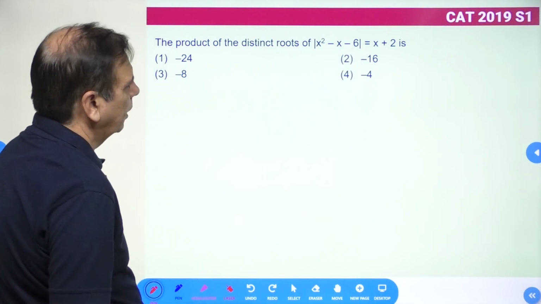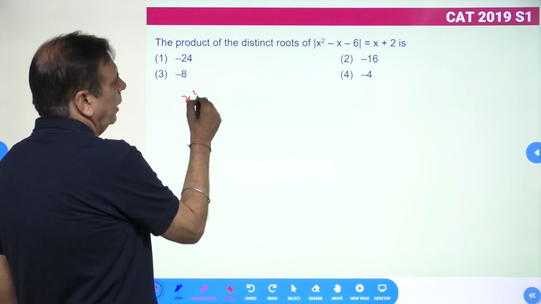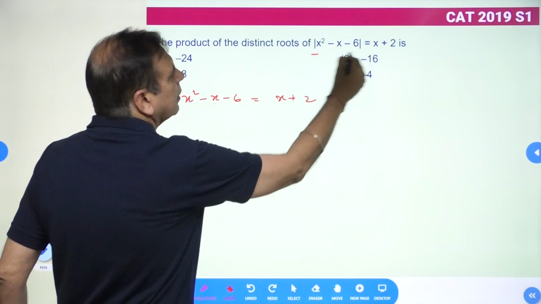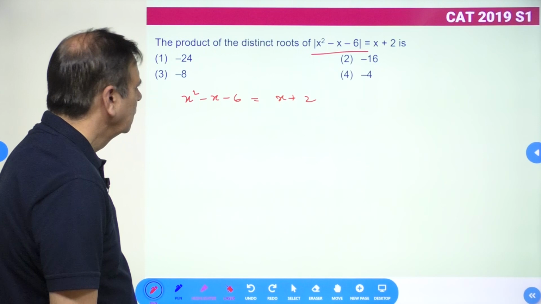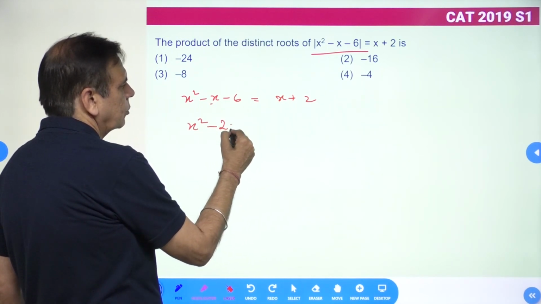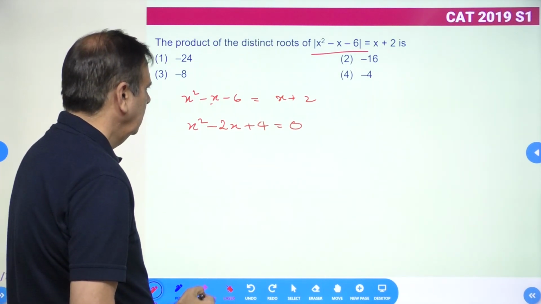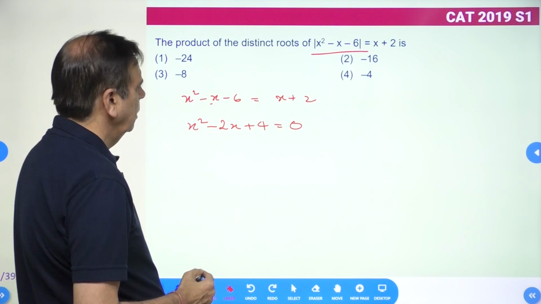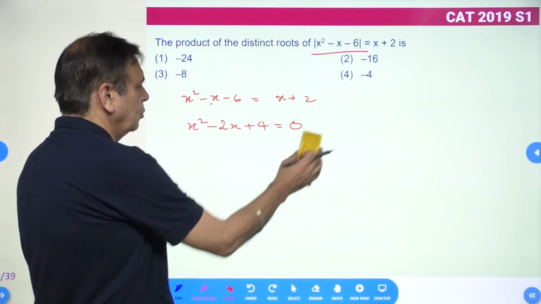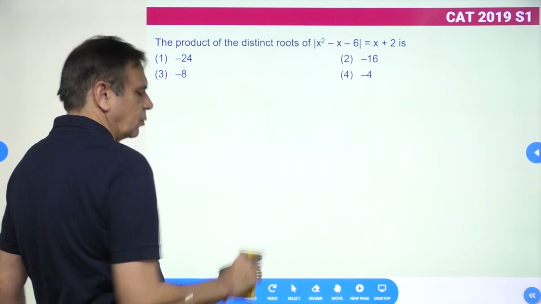Let's take the first case. x square minus x minus 6 is equal to x plus 2. That means we are saying this is positive. So what do we get? x square minus 2x plus 4 equal to 0. Minus 2x, sorry, plus, how stupid of me. इसको चलो फिर से करते हैं यार, फिर से करते हैं इस क्वेश्चन को.